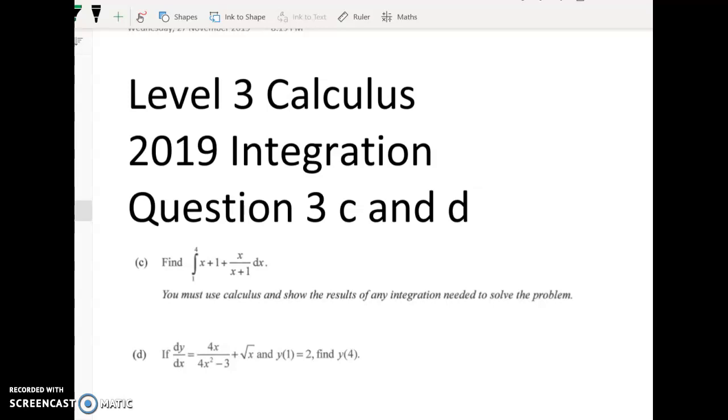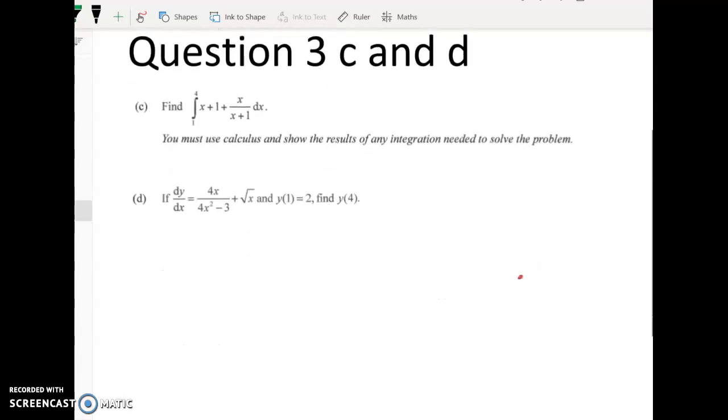Here are a couple more questions from yesterday's integration paper. So I'm going to do question 3C and 3D in the one video. So 3C is quite a nice question, I think, and a little bit different from some other ones. We have to find this integral.